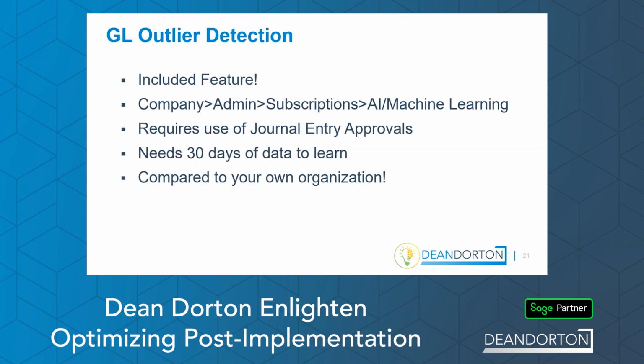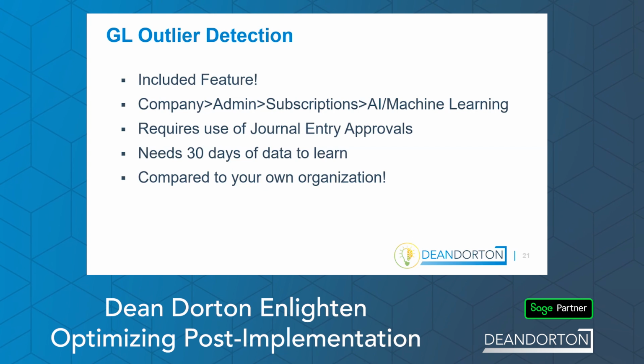If you aren't, this might be a good reason to consider it, at least for even a single journal, and then go from there. So, maybe just pick one journal if you want to try it out, put a journal entry approval in place for that one, and then have the GL outlier assist you with that one.